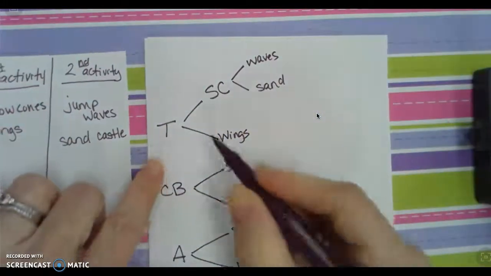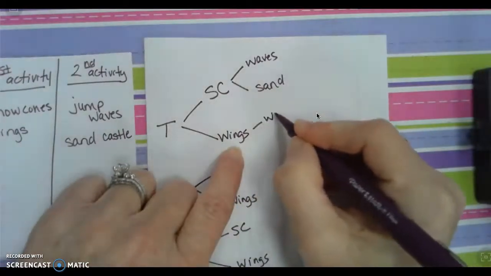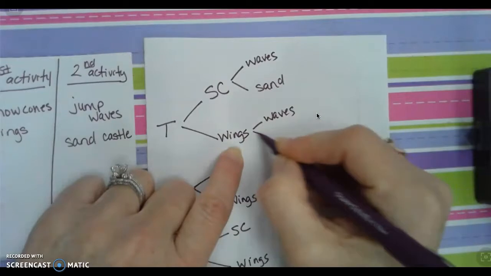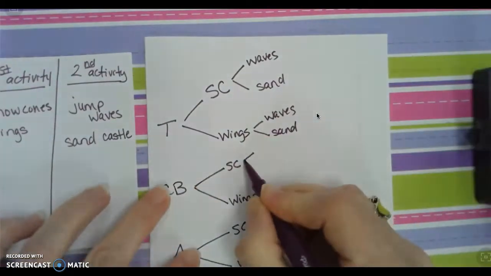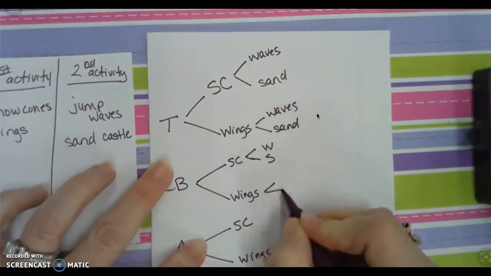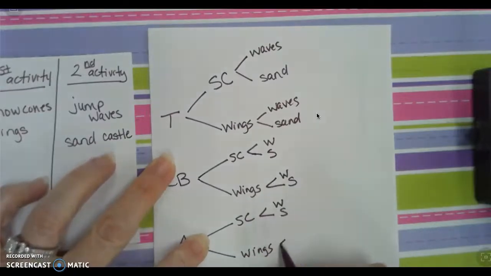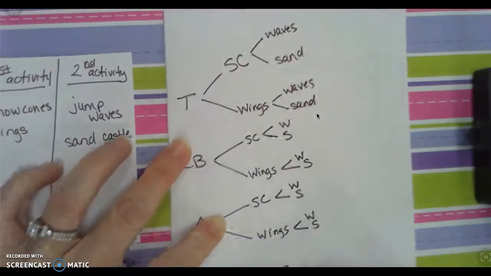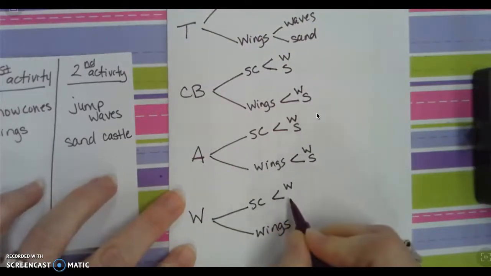So each one of these, if I go to Topsail and I go to Wings, I still got a choice of jumping waves or getting in the sand. So on every end piece, I'm going to put waves and sand. And I'm going to just put WS to save time. I hate that. I don't have enough room.